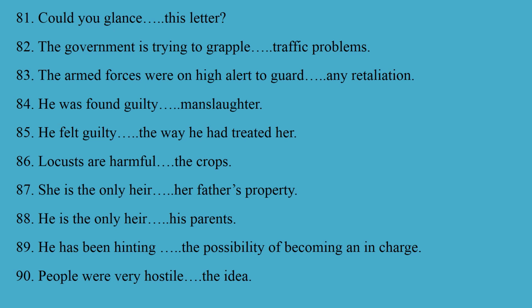She is the only heir to her father's property. When there is a property or home or something like that, heir to. And see the difference in the next sentence. He is the only heir of his parents. वो अपने वालदैन का वाहिद वारिस है. And to her father's property, अपने वालदैन की जायदाद का. So there is a to and of in two different blanks.